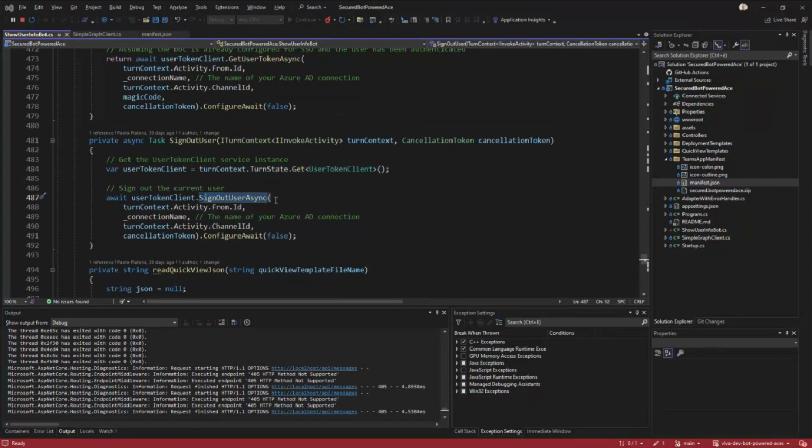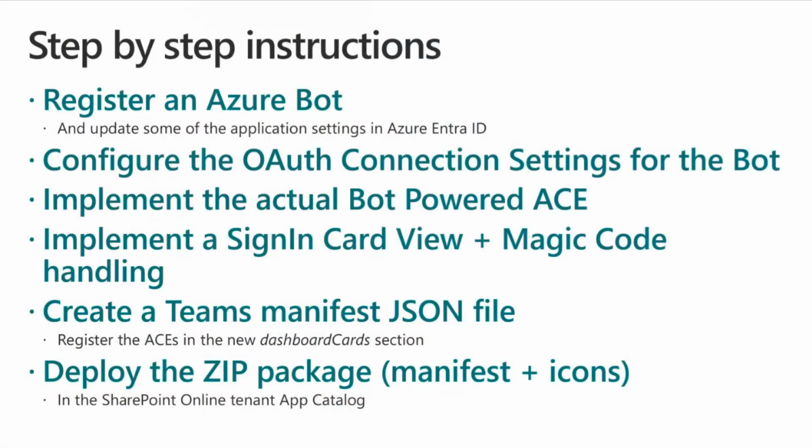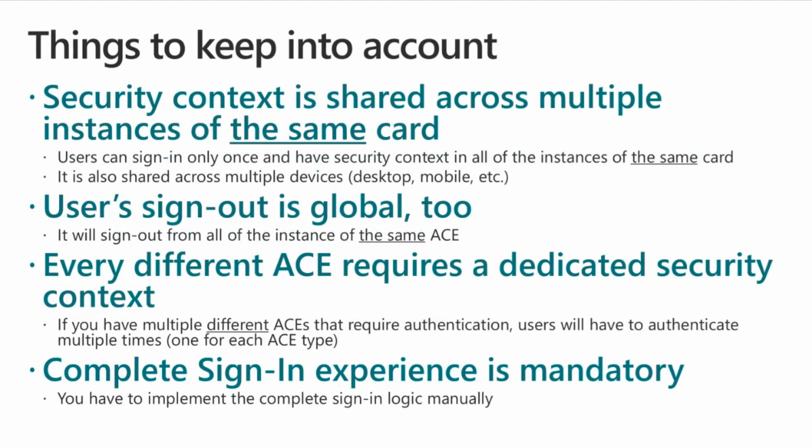Now, briefly and quickly back to the slide deck, just to give you a couple of hints, and then I'm done. This is the recap of the steps, just for your convenience. And of course, you will have, as we already saw in the previous demo, you will need to define a manifest for your application. But things to keep into account: the security context is shared across the same instances of the same card. So if you will have multiple instances of the same card, once you log in one of them, you will be logged in all of them.